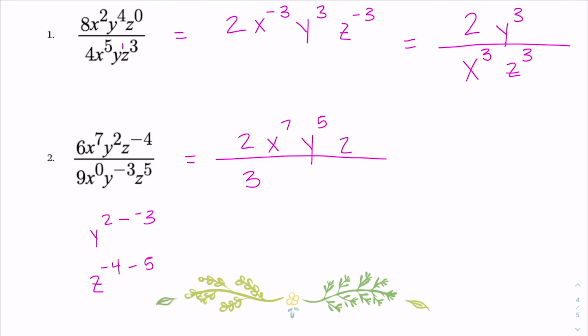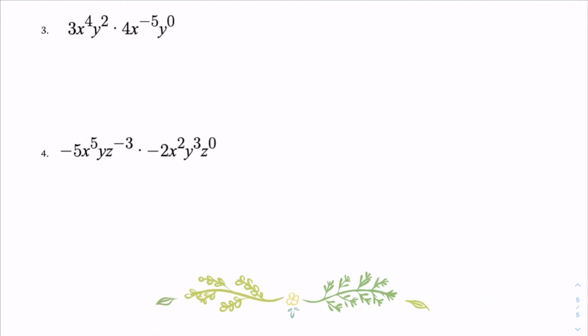And we could put z to the negative 9 up here, and then we know that since it's a negative exponent, we need to bring that down to the denominator and make the exponent positive. Okay, let's look at two more.